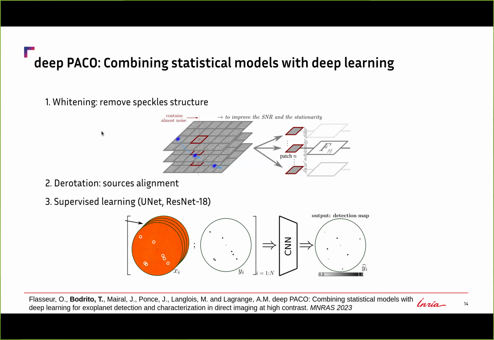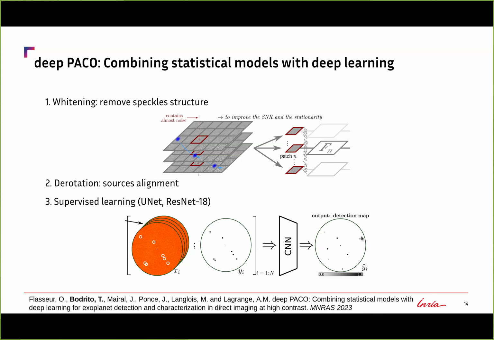We first do a preprocessing step where we whiten the data with the statistical model of PACO. Then we align the data, so we align the signal of the sources. We derotate the data, and then we feed this data to a convolutional neural network, a deep learning model that takes as input the whitened, aligned data, and that will output a binary detection map, so the probability of presence of an exoplanet for each pixel.